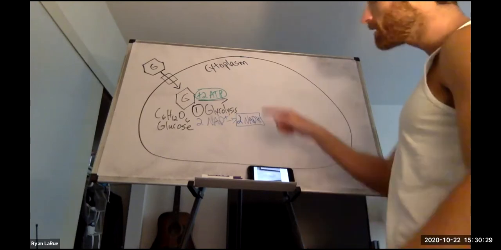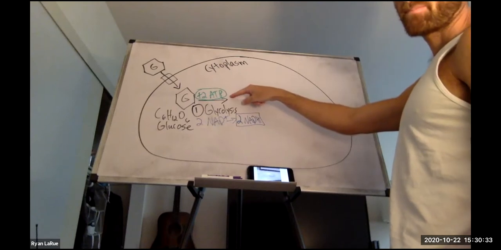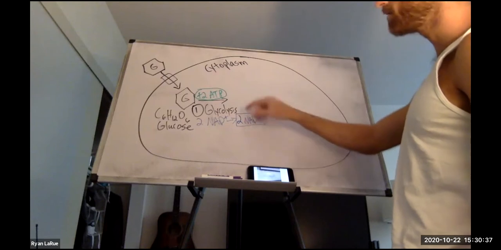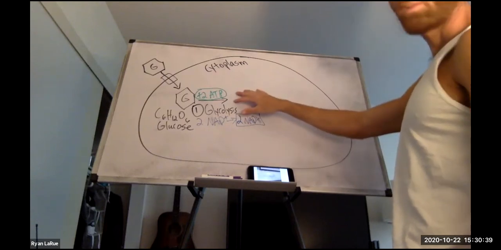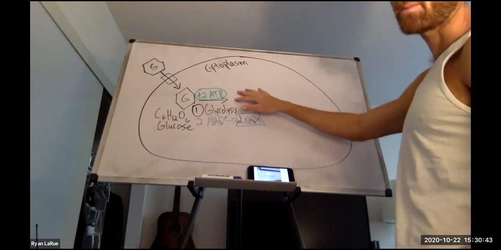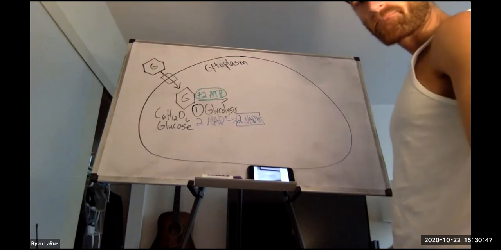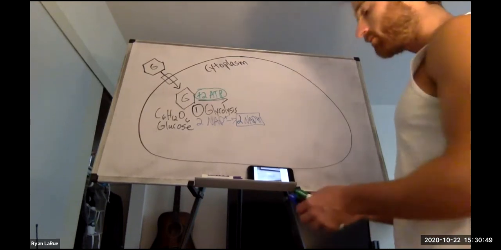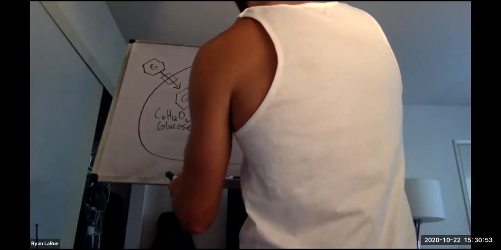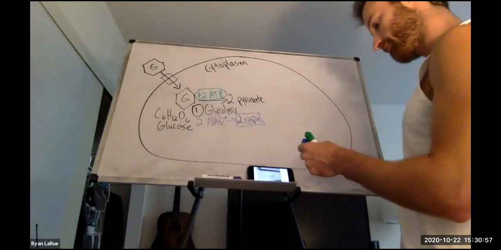What was our end product of glycolysis besides getting ATP and NADH? What did the glucose ultimately become by the end of this? Two pyruvate molecules, absolutely. 2 pyruvates.